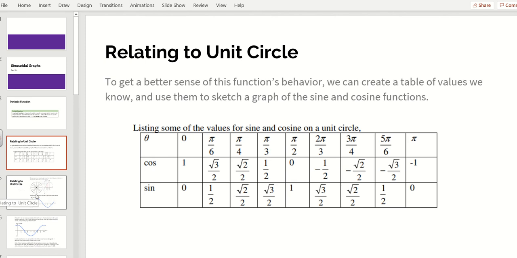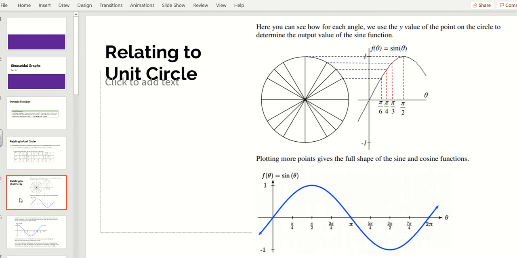And the period, based on the unit circle, one full rotation will be 2 pi. So this is the graph of f of theta equals sine of theta. You may also see it as y equals sine of x.